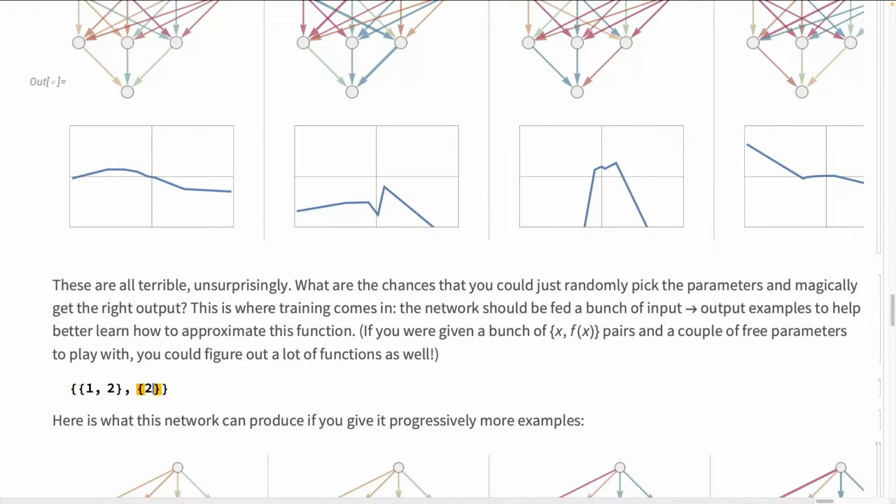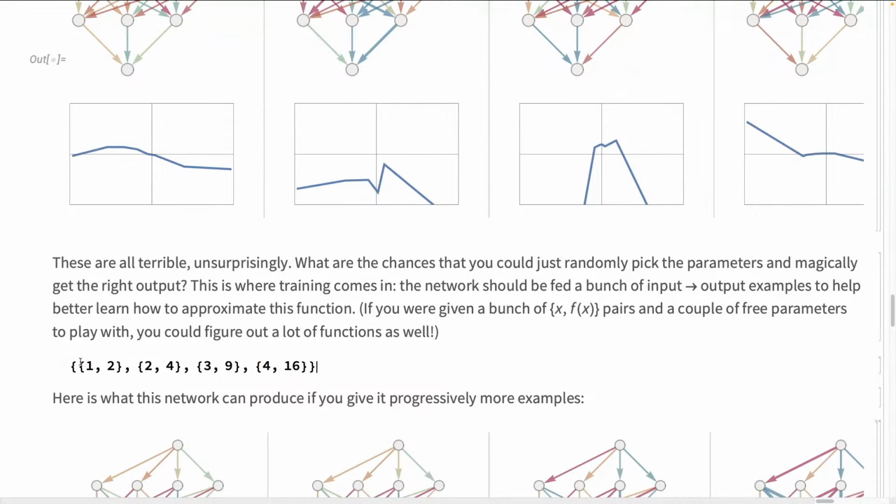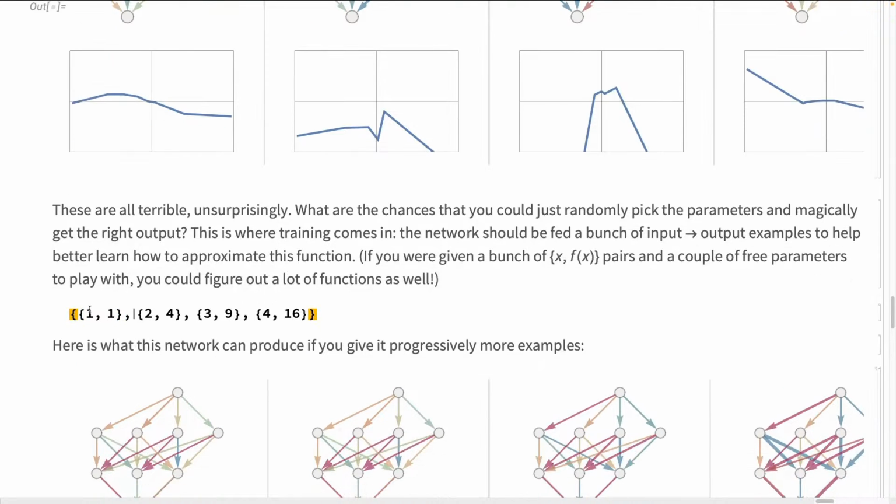We've got 2, 4. We've got 3, 9. I've got 4, 16, and so on. And so if you looked at this, and if I gave you enough examples, in this case, humans are pretty good at pattern recognition. So you can kind of quickly see, oh okay, this is representing the function f of x is equal to x squared. But the point is, if you look at enough examples, you can learn something about how the inputs relate to the outputs. And the network is going to do the same thing.